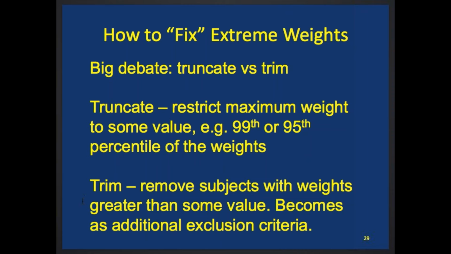The other camp argues for trimming, that is to remove subjects with weights greater than some value, say greater than the 99th or 95th percentile of weights. So this becomes an additional exclusion criteria, saying that anyone with a weight greater than the 95th percentile was removed from the analysis. The thought process for truncating is, well, these big weights are blowing up our variance, and so let's just limit their impact by putting a cap on them. The idea for trimming is, well, maybe the people getting really big weights are just weirdos. They're people getting something that they really weren't expected to get, and so we remove them from the analysis.